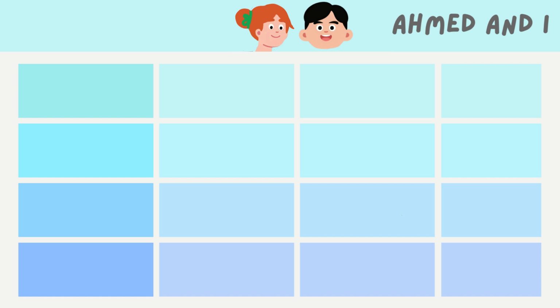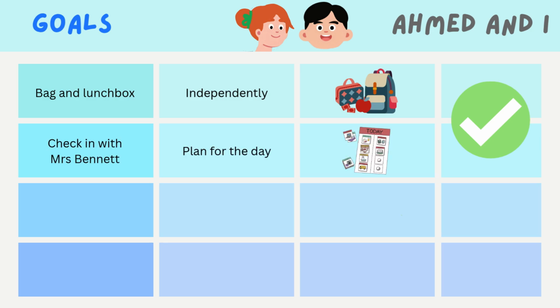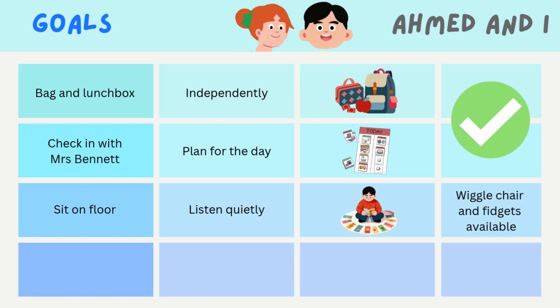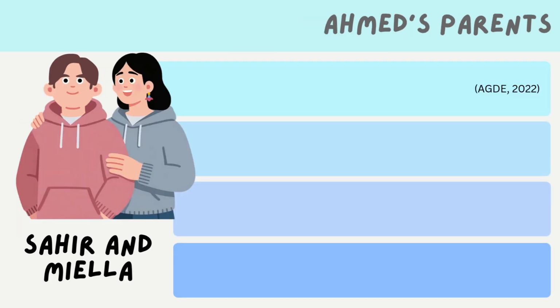Ahmed and I have worked together to create a set of goals for his learning. These are simple and age-appropriate goals that are easily achievable. Some examples are: put bag and lunchbox in cubbyhole independently upon arrival, check in with me to look at visual prompting chart together, sit on floor during group time and listen quietly, work on targeted learning for 5 minutes.